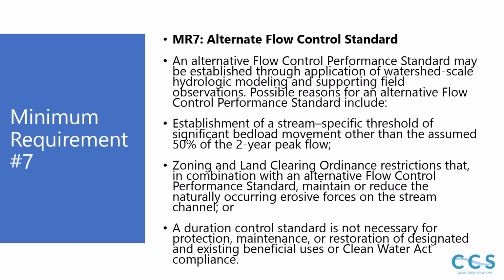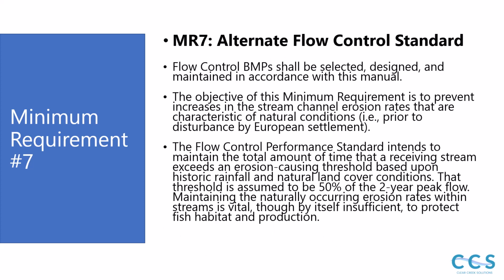Possible reasons for an alternate flow control performance standard include establishment of a stream-specific threshold of significant bed load movement other than the assumed 50% of the 2-year peak flow, zoning and land clearing ordinance restrictions that, in combination with an alternate flow control performance standard, maintain or reduce the natural occurring erosive forces on the stream channel, or a duration control standard is not necessary for protection, maintenance, or restoration of designated and existing beneficial uses or Clean Water Act compliance. Flow control BMPs shall be selected, designed, and maintained in accordance with this manual.